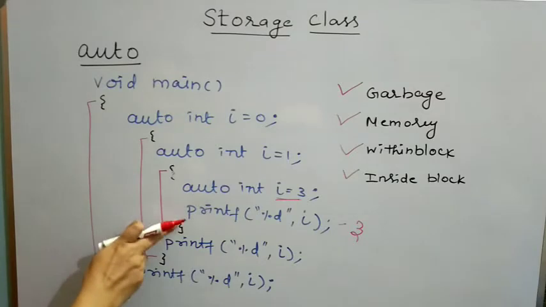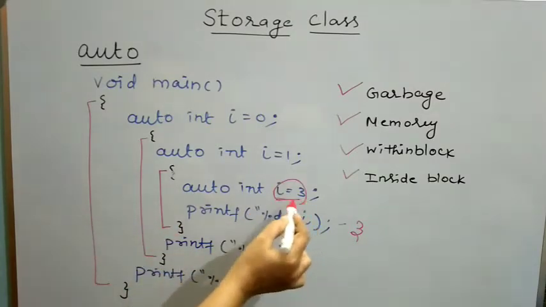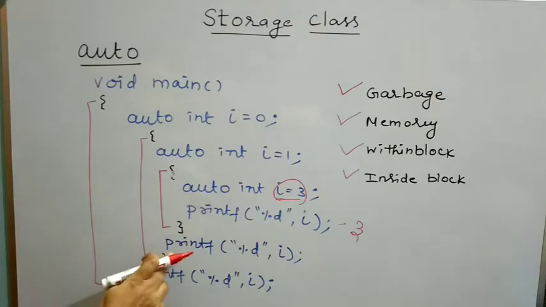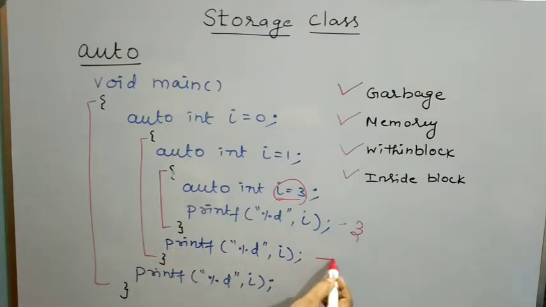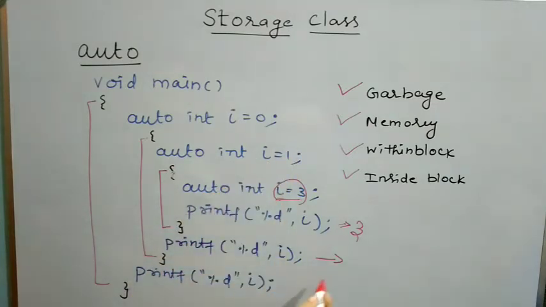Once I leave this block, this definition and declaration will not be in effect. When I come out of this block and execute this print statement, it refers to the variable I defined within the other block, whose value is 1. So 1 will be printed.